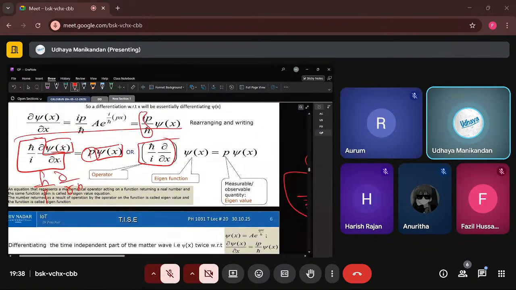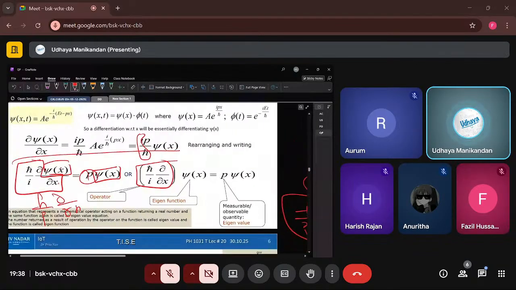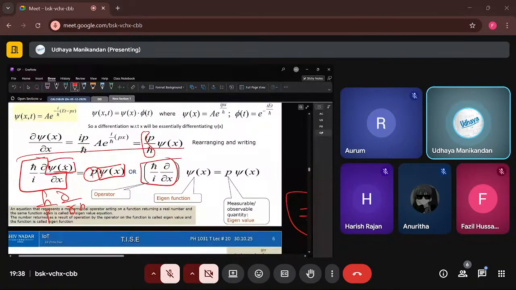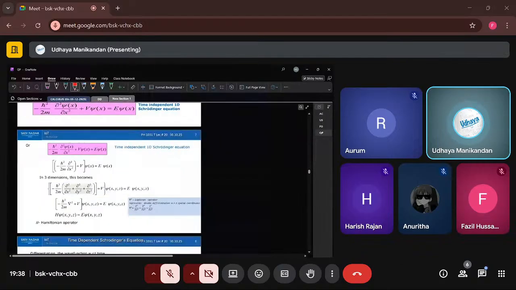Eigenvalues and eigenfunctions. So ħ by i, ∂ψ/∂x would be pψ, giving me a ψ. I can just operate ħ by i ∂/∂x on ψ to get my momentum p. Right? So that was the whole concept here. Just concept, not part of derivation.